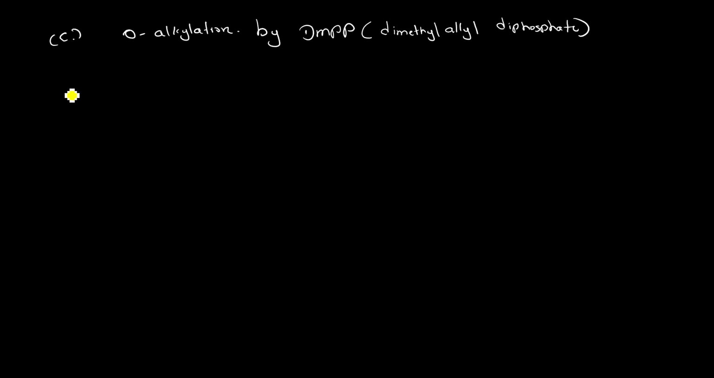Okay, so what is DMAPP? Basically the molecule is dimethylallyl diphosphate. Here I have mentioned it. It's like this. Here we have the allyl part and here we have the dimethyl part.